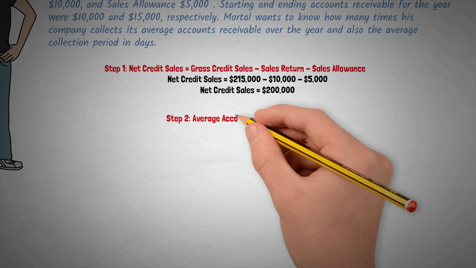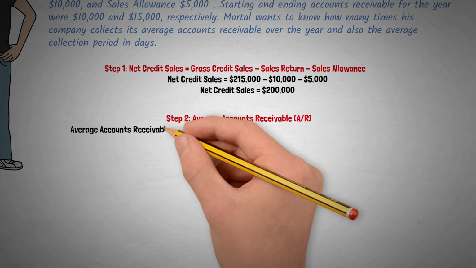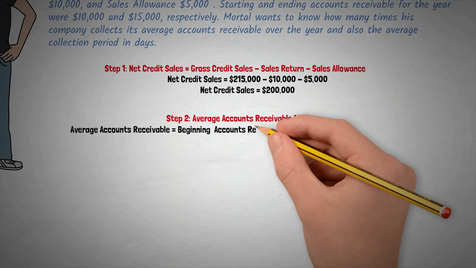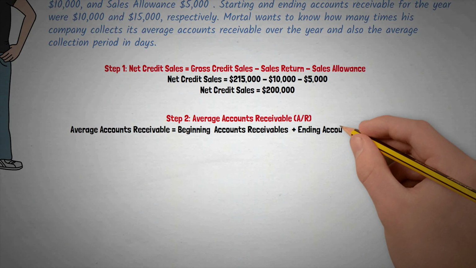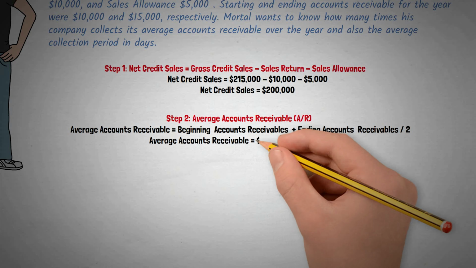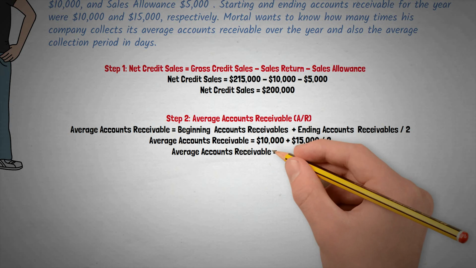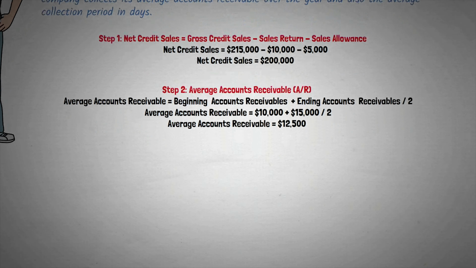In step 2, we are going to compute average accounts receivable, which is by adding beginning accounts receivable with ending accounts receivable and then dividing them by 2. So our beginning accounts receivable were $10,000 and ending was $15,000. If we divide them by 2, we are going to get $12,500.